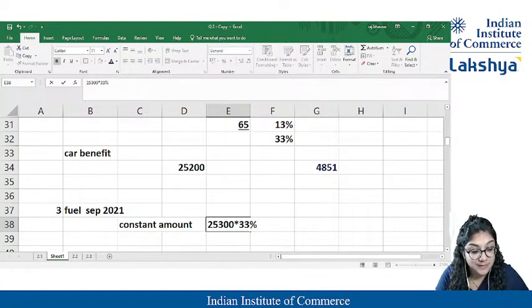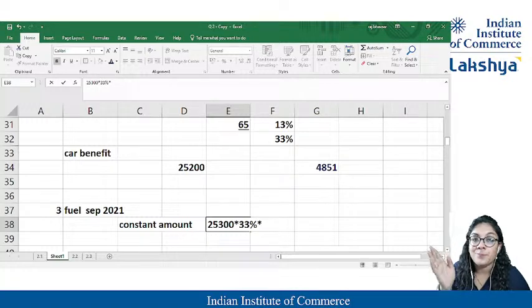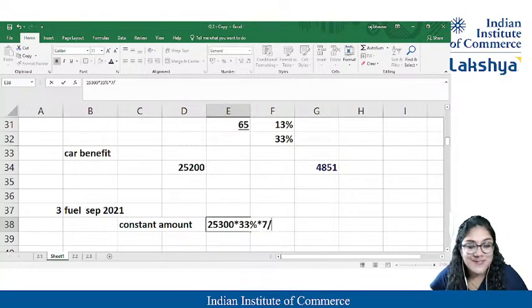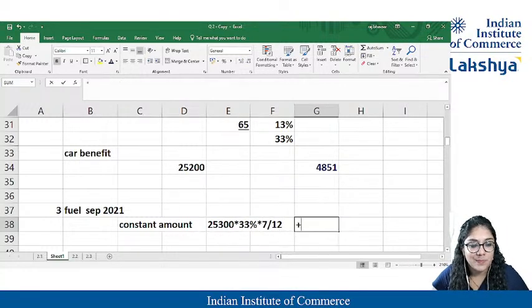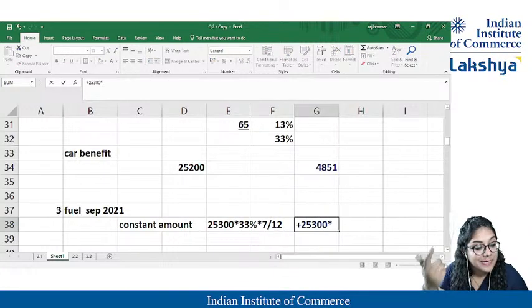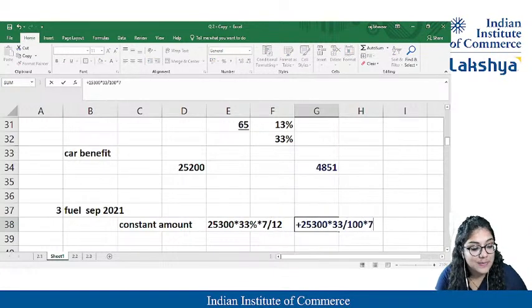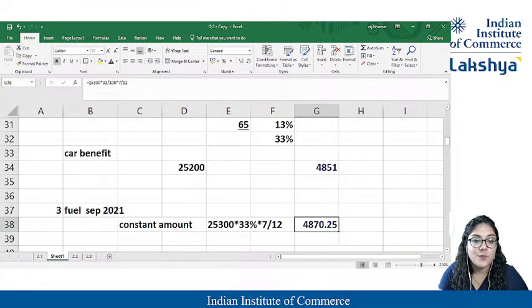But then for how many months? Again, it will be from September to the next year. So it's 7/12. So again, you are getting what benefits? 25,300 into 33 divided by 100 into 7 months by 12 months. So it's 4870. And when I take the round off, everybody knows that it is always to be taken to the nearest round off. Okay, so yeah, we can take 4870 there.